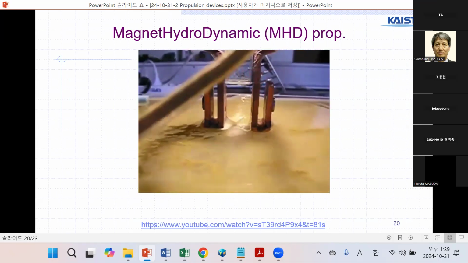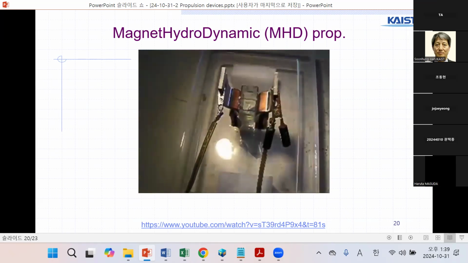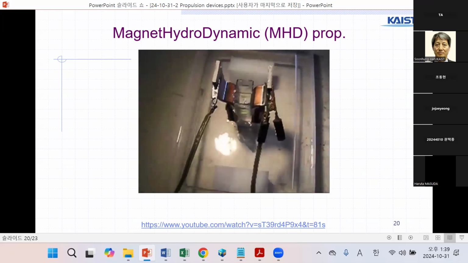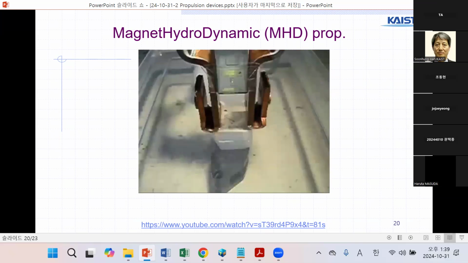More video to show you how the water is pumping out through the magnetic field right there. Current is moving because of the magnetic field.